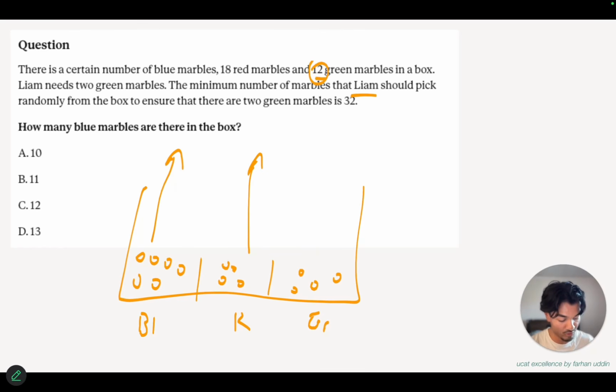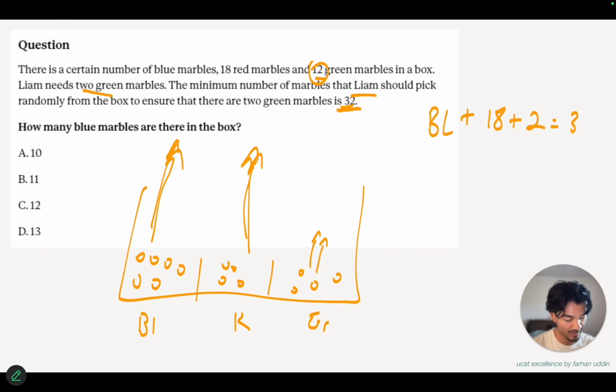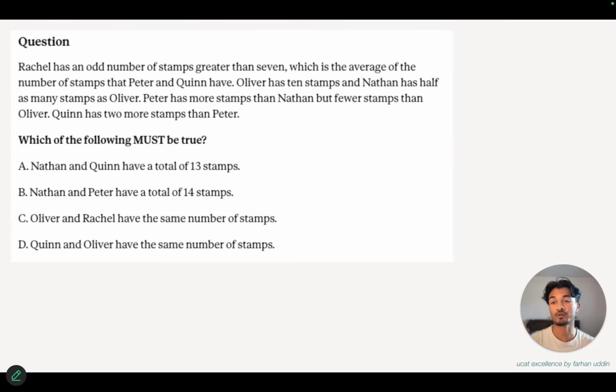The minimum number to ensure that all the blue ones are gone, all the red ones are gone, and then you take 2 green ones is 32. And so we can represent this in an equation. Otherwise to say, the blue marbles plus the 18 red marbles plus the 2 green marbles that you need to take out to actually meet the condition here is 32. And then you end up getting the number of blue is equal to 12. So C is our answer. And the way we were able to get to this is by imagining the worst case scenario. Now let's go through just one more question.